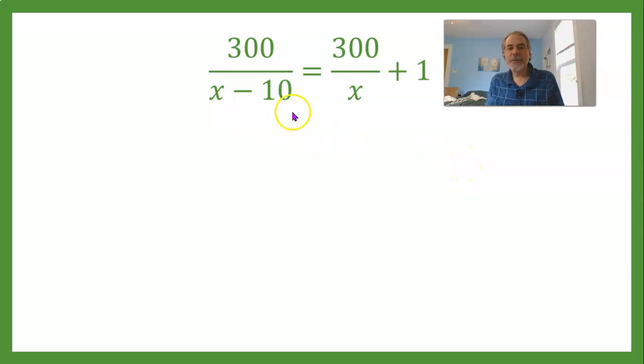Okay, I see two different denominators. I want to eliminate both of them. So I need something that's a factor of x minus 10 and of x. It needs to be divisible by both of those. So let me just multiply them both together. So I'm going to take x minus 10 times x and multiply both sides of this equation by that.